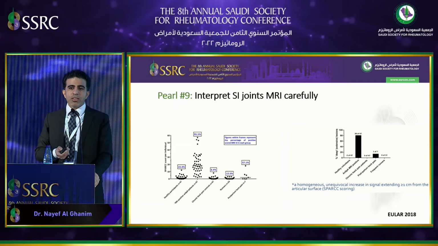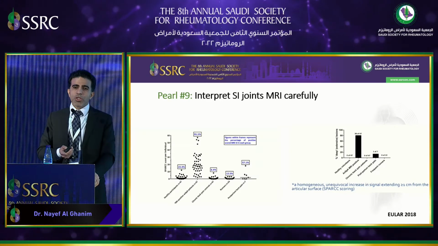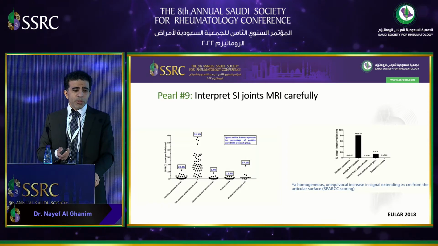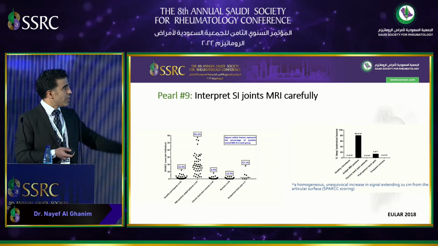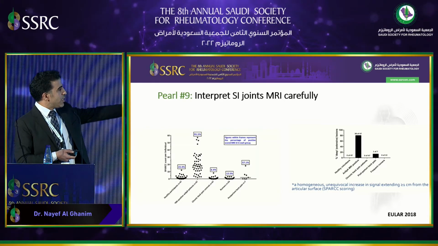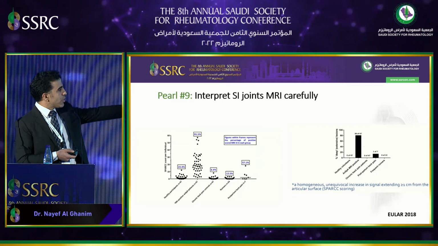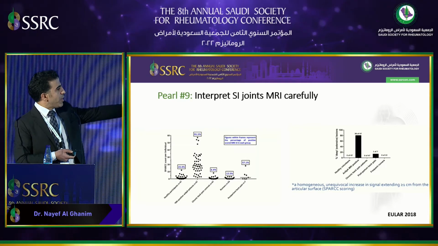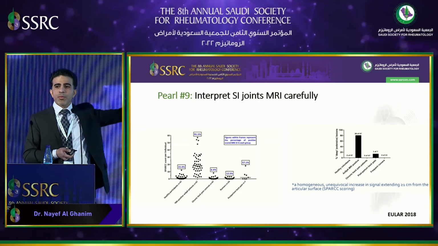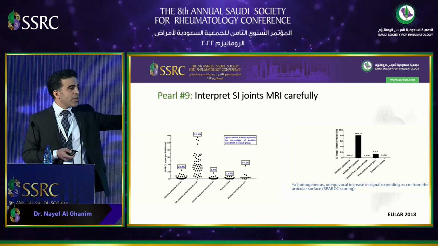This is an abstract presented in 2018 by Euler, and you can see that on the left side, based on the SPARCC criteria, you can see sacroiliitis in healthy individuals, in patients with chronic back pain, in runners and athletes, and you can see it in up to 57% of postpartum patients.